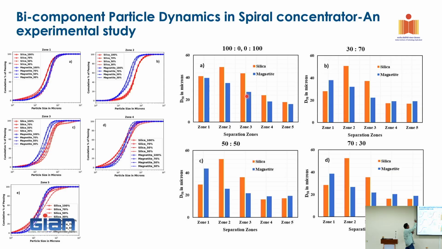We can say silica 100% is just 100% of it, and magnetate is also 100%, that means pure magnetate. So we collected, we fabricated one sampler. It's like a similar trough profile.